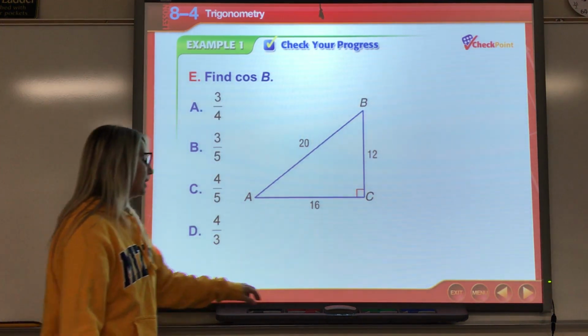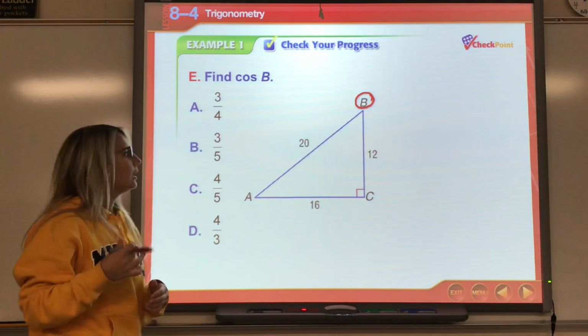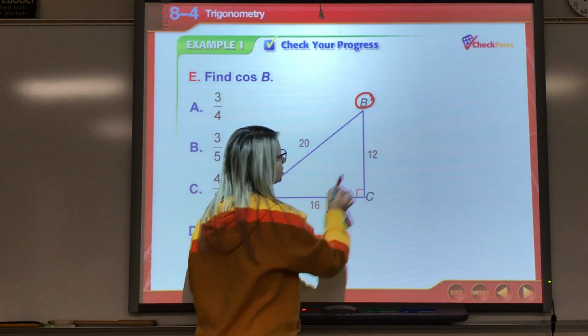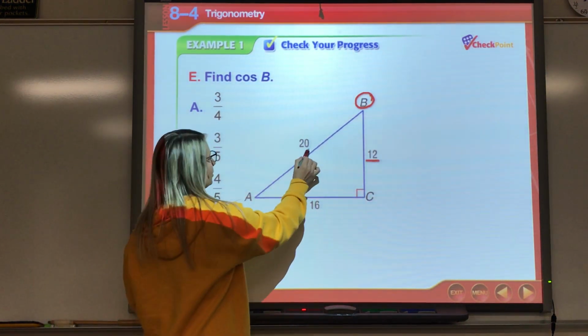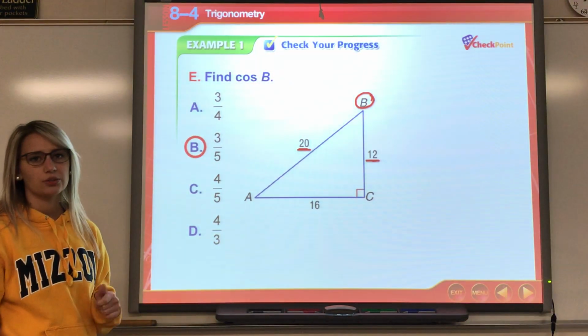Okay, now the cosine of B. Alright, here's B. We need the adjacent over the hypotenuse. So this adjacent one is 12 over the hypotenuse, 20. That simplifies down to 3/5. So we should have gotten B.